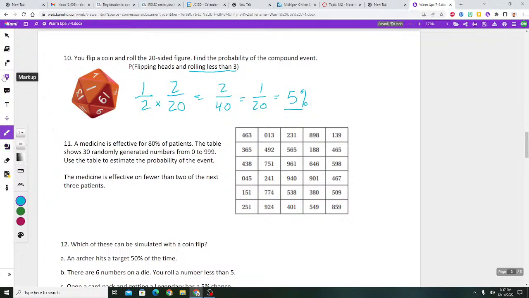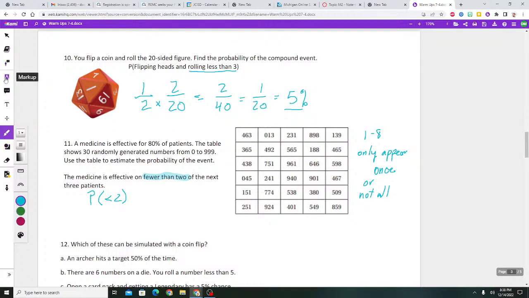A medicine is effective for 80% of the patients. The table shows 30 randomly generated numbers from 0 to 999. Use the table to estimate the probability of the event. The medicine is effective on fewer than 2 of the next 3 patients. So fewer than 2, that means less than 2, which means what we're looking for is we're looking for 80% of the patients. We're looking for 1 through 8 to only appear once or not at all.